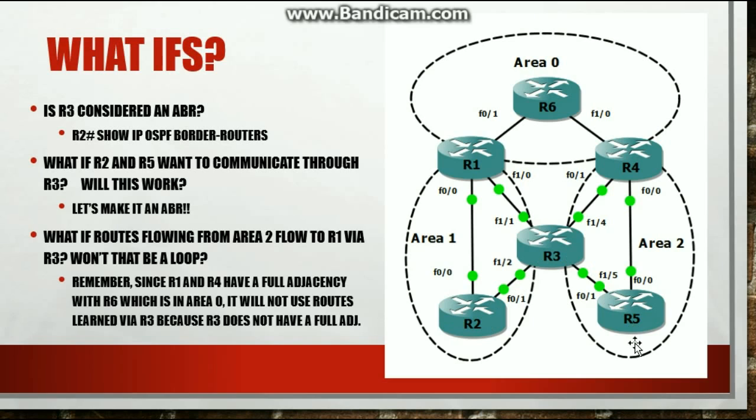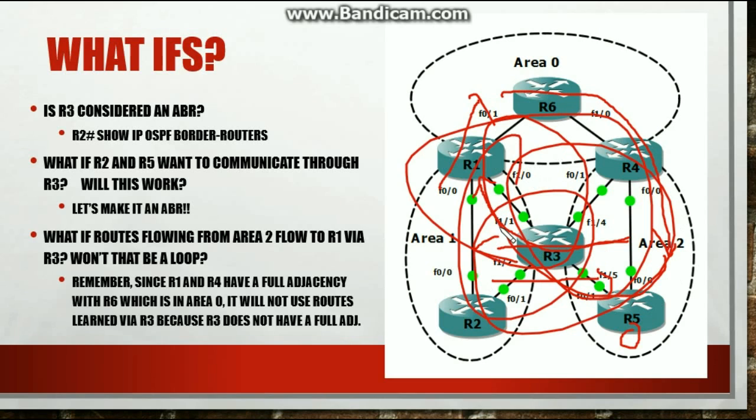All right, so now that routes are going this way and routes are going that way, what is stopping routes from going to R1, and R1 saying, oh, you want to get to the loopback of R5? Well, I'm just going to inject it here, tell R6 about it, so it has a better path. No, that will not work, because that would just be a loop, because then it would pass it this way, and it would just go round and round. That doesn't work. Since R1 and R4 have a full adjacency with R6, which is in area 0, they will not use routes learned via R3, because R3 doesn't have a full adjacency with area 0.